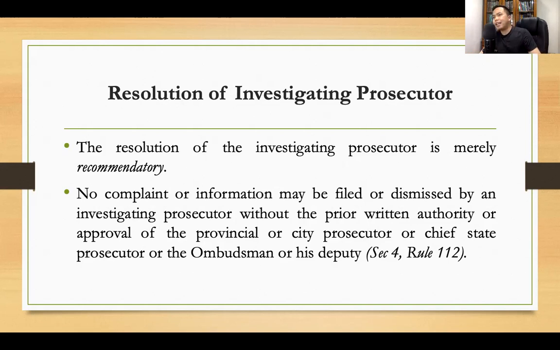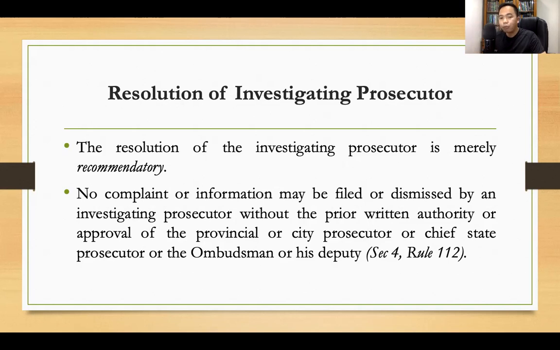Now, are there cases wherein there can be no approval by the higher authority? Yes. If the higher authority, meaning the provincial prosecutor or the city prosecutor, will delegate the authority of approval of a resolution, then that delegation must be done in a prior written authority. In other words, the higher authority can delegate to the deputy prosecutors, for example, the power to approve the resolution prepared by the investigating prosecutor.